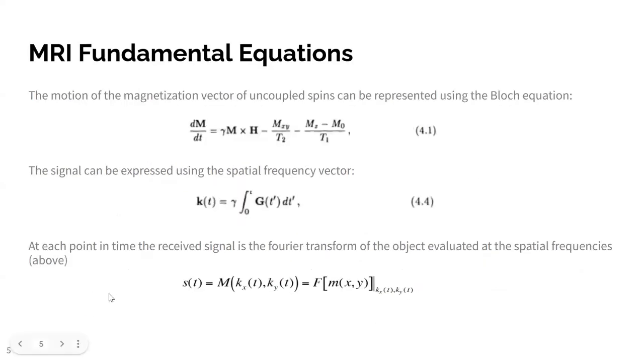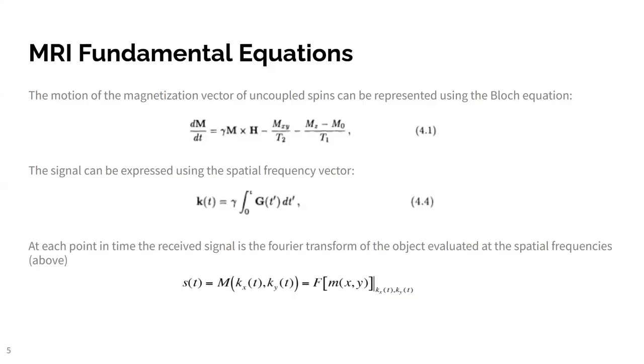The fundamental equations for MRI, we'll start with these 3. The first one is the Bloch equation, which represents the motion of the magnetization vector of uncoupled spins, where here gamma is the gyromagnetic ratio, H is the effective field, M naught is the equilibrium magnetization, and T1 and T2 are the relaxation times. Second equation is our spatial frequency vector, which is used to express our signal.